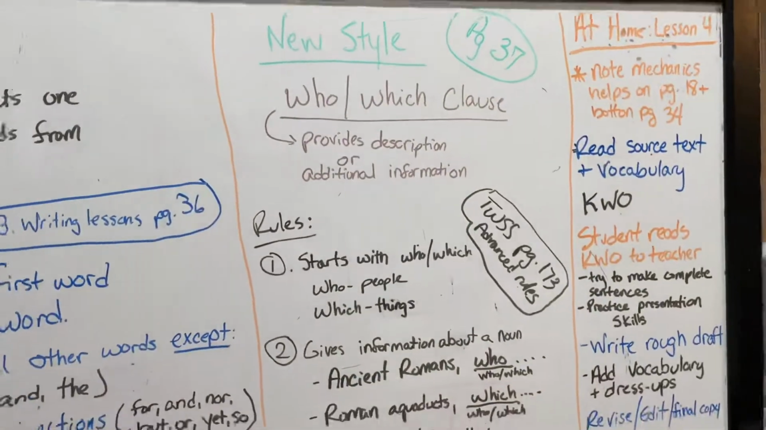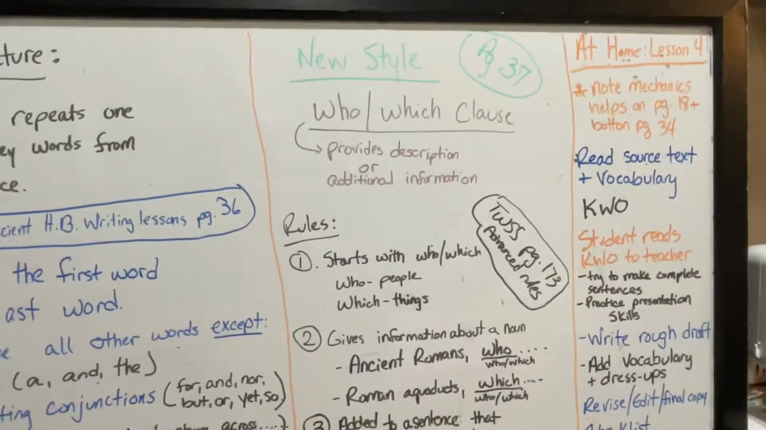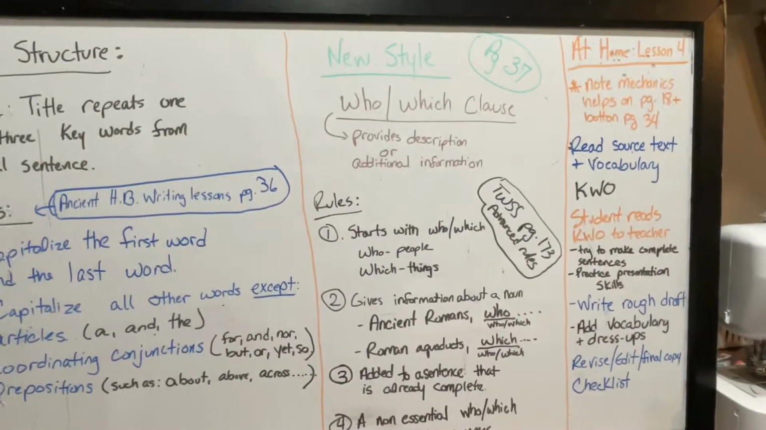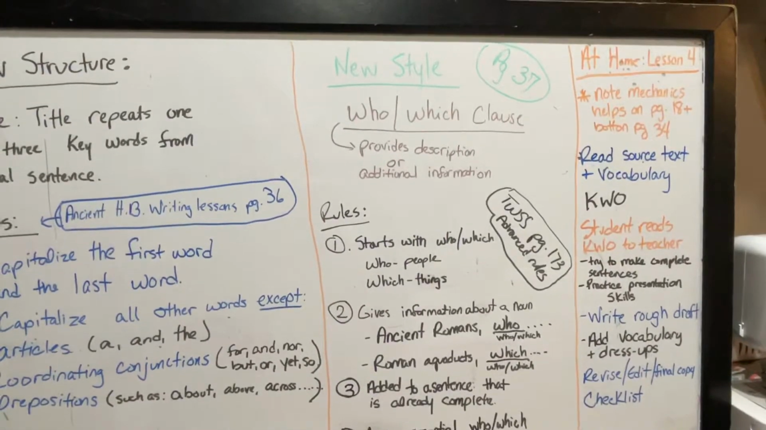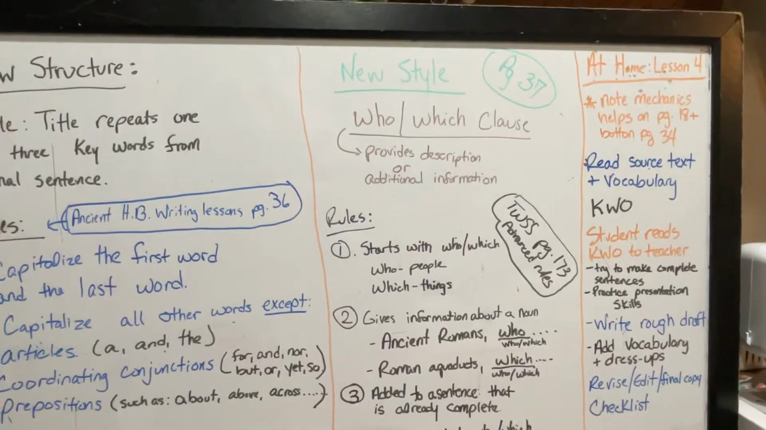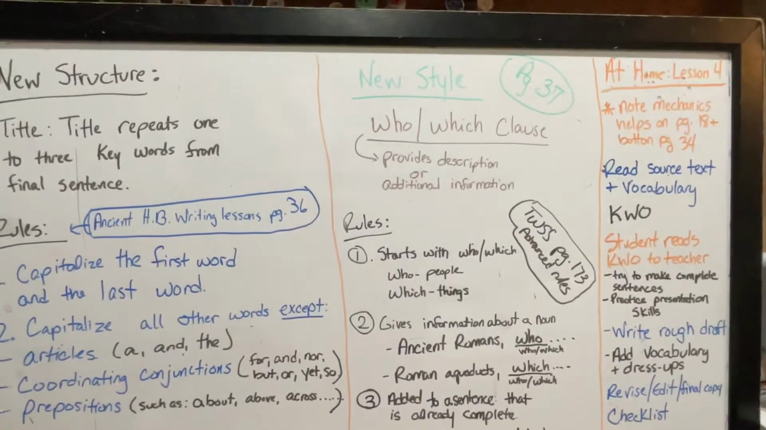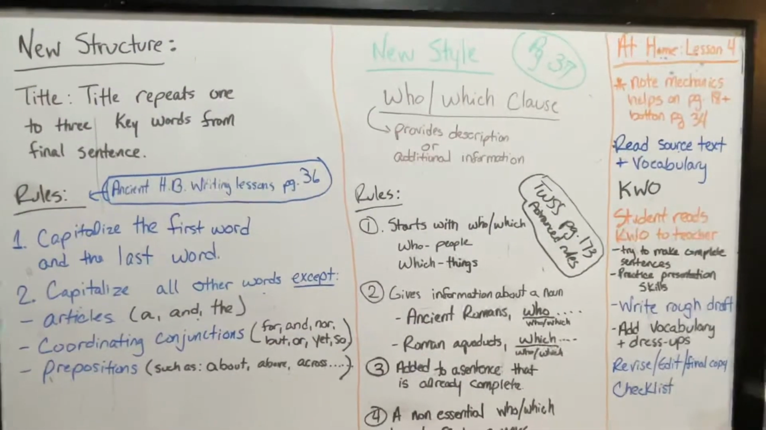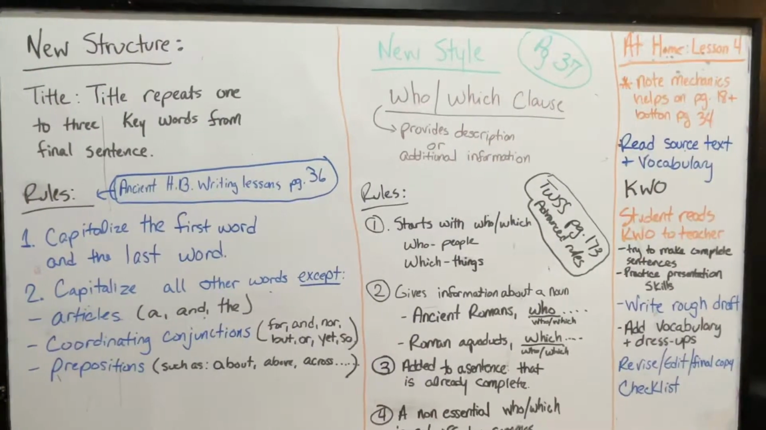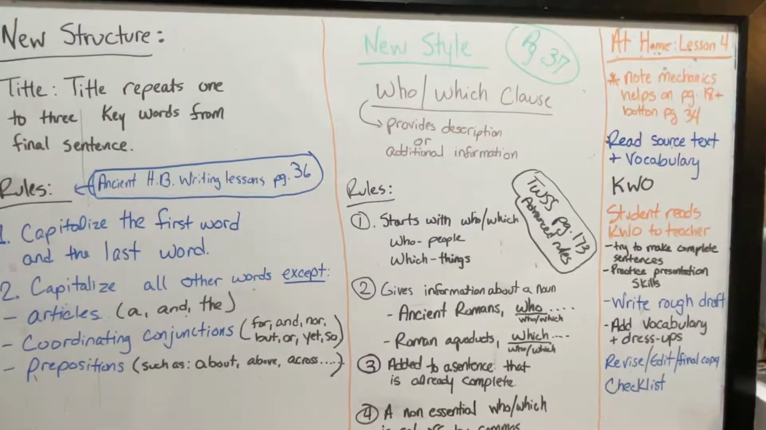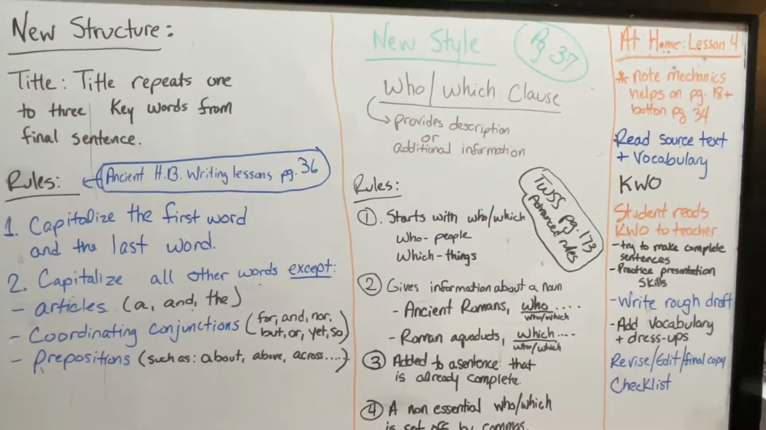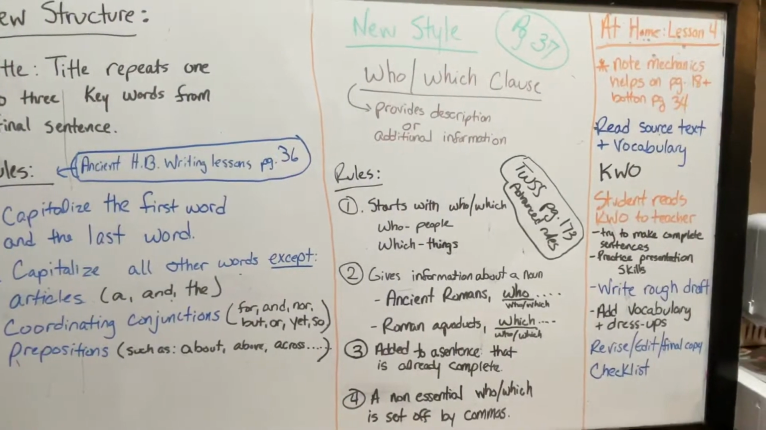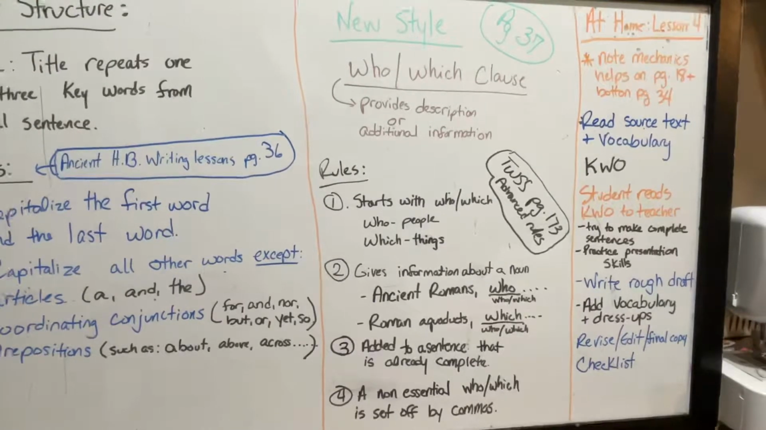We also have a new structure this week, the who-which clause, which you will see information on in your Ancient History-Based Writing Lessons on page 37. The who-which clause provides additional description or information, and there are some rules with that. The who-which clause starts with a who or a which. Who is for people, which for things. It gives information about the noun. There are examples in your book: Ancient Romans, who, and then it goes on to give some information, or Roman aqueducts, which.